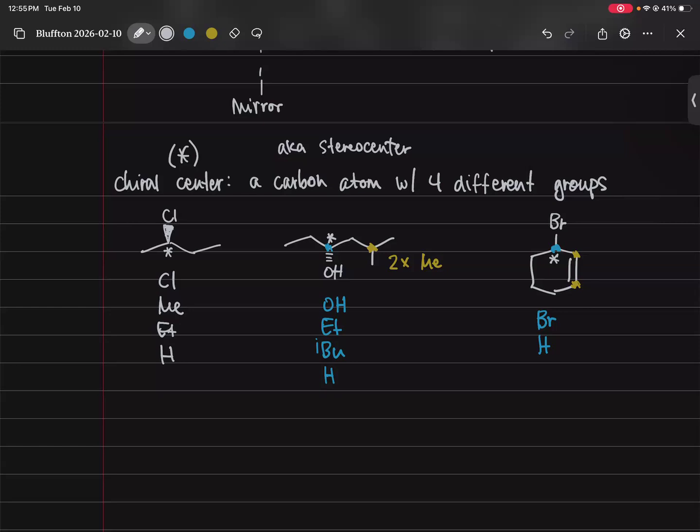Things you don't necessarily have to look for and can lead you astray are the wedges and hashes, because here, those are both stereocenters, but this one does not have a wedge or a hash. In fact, it does, but we're saying we don't know which one it is.